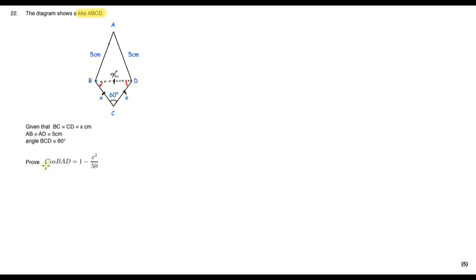Now, my statement involves cos, and so I'm going to use the cosine rule. I can't quite remember what the cosine rule is for angles, but I do know what it is for side lengths, so I can just use that and then rearrange the formula. So I know that a squared is equal to b squared plus c squared minus 2bc cos A. That is the cosine rule.